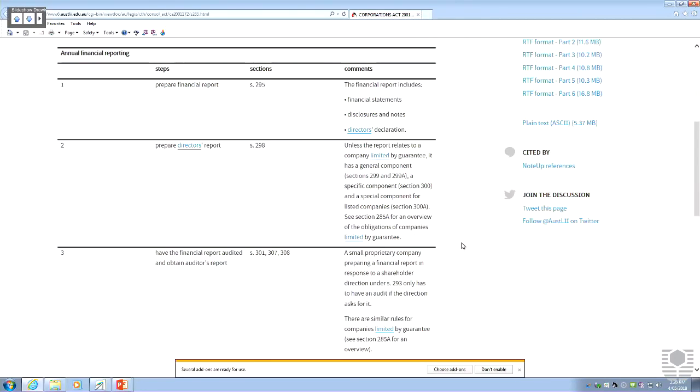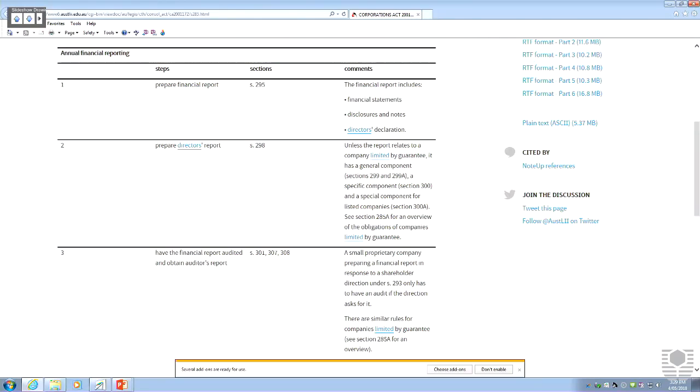Right, this is the annual financial reporting. If you see, preparation of financial report under section 295, the financial report includes financial statements, disclosures and notes, and director's declaration. Preparation of director's report under section 298, unless the report relates to a company limited by guarantee, it has a general component, a specific component under section 300, and a special component for listed companies under section 300A.